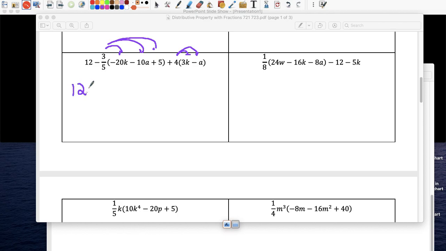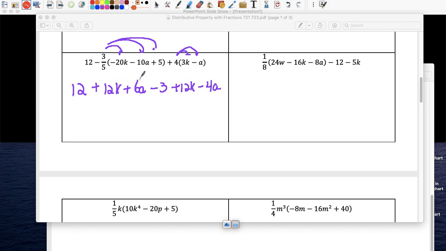So 12 hangs around, and then let's take care of this. Negative and negative is a positive, and that's 12k. Negative and negative is a positive, and that's going to give me 6a. Negative and positive is going to be a negative, and that's negative 3. Right? 4 times 3k is 12k positive. 4 positive times negative a is negative 4a.